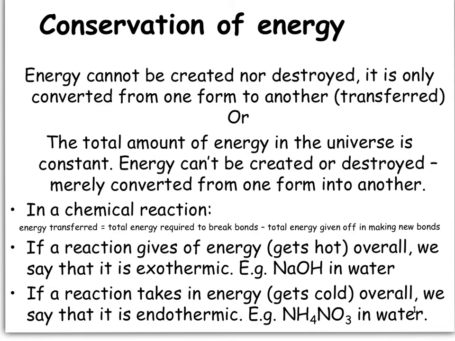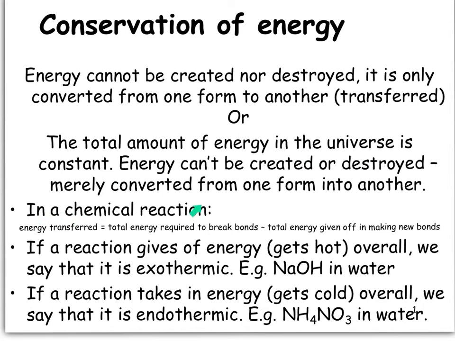In any chemical reaction, there is an energy change, and energy cannot be created, nor can it be destroyed. It is only converted from one form to another, or transferred from one form to another. That's known as the conservation of energy. Another way of saying that is the total amount of energy in the universe is constant. Energy can't be created nor destroyed. It's merely converted from one form to another.